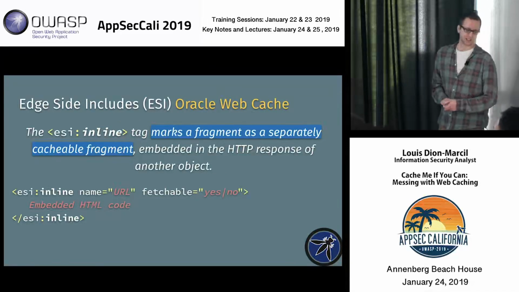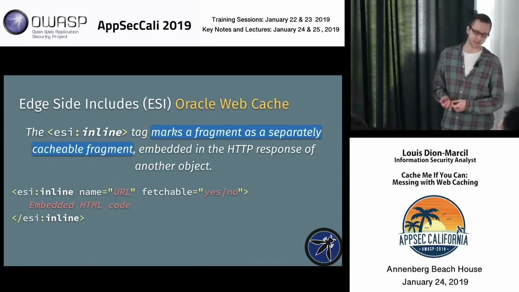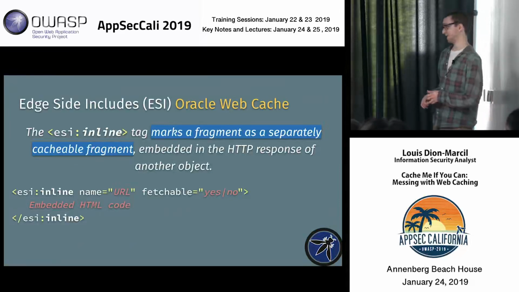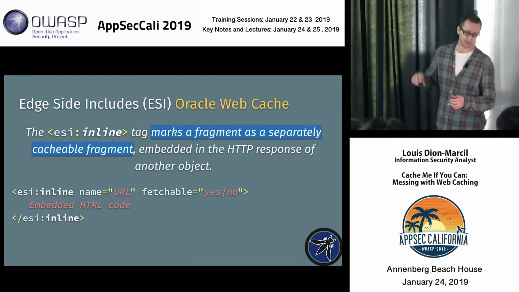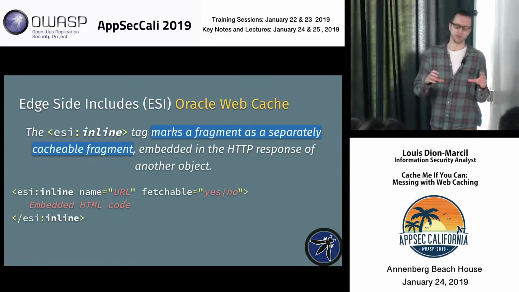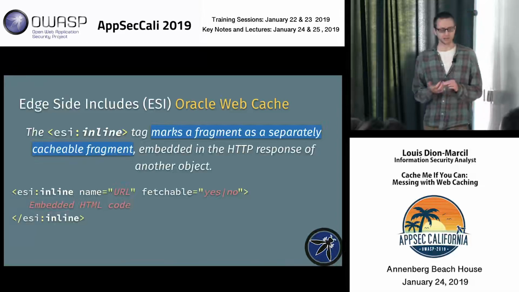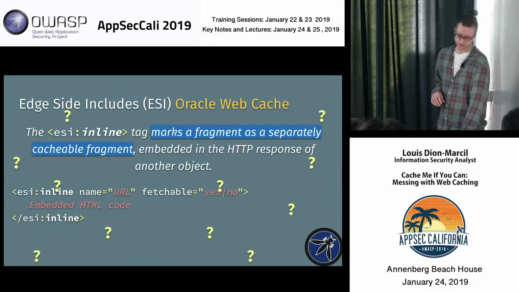It says the ESI inline tag marks a fragment as a separately cacheable fragment embedded in the HTTP response of another object. I don't know what any of that means, but looking at the snippet that they put underneath, you see that it passes a URL and that you can potentially put HTML code at that URL. So I was thinking, did Oracle just give us the easiest way to take over cache entries and potentially deface the whole website? Well, yes, they did.